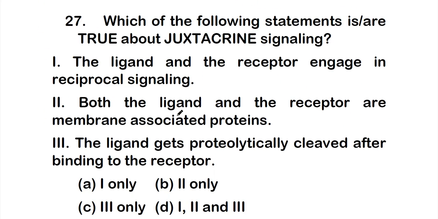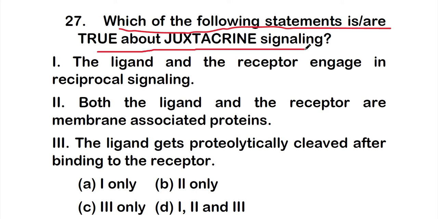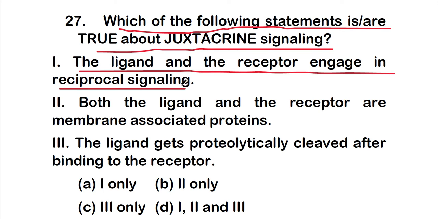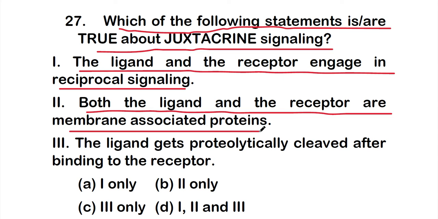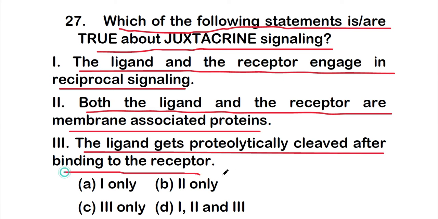Next is, which of the following statements is or are true about juxtacrine signaling? The first statement is the ligand and the receptor engage in reciprocal signaling in this juxtacrine signaling. Statement 2 is both the ligand and the receptor are membrane associated proteins, and statement 3 is the ligand gets proteolytically cleaved after binding to the receptor. So which arrangement of these statements is correct?